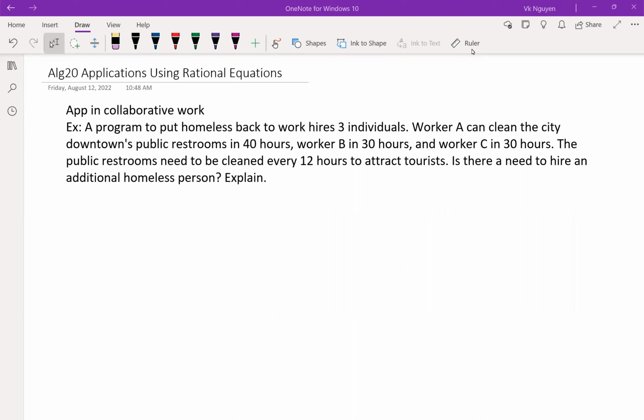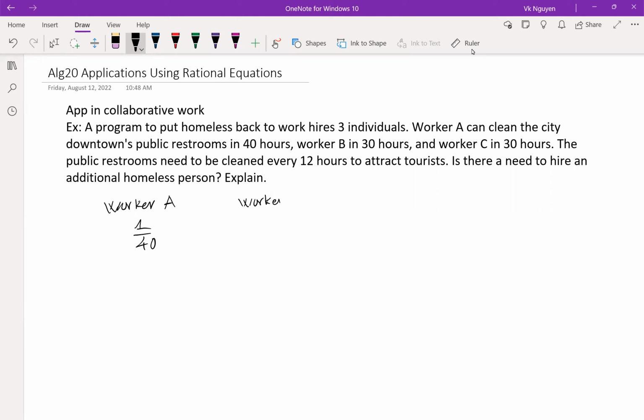To answer the question, we want to figure out the time it takes for these 3 individuals to work together. Okay. We know worker A can clean the public restroom in 40 hours. So in 1 hour, worker A can get 1/40 of the job done.